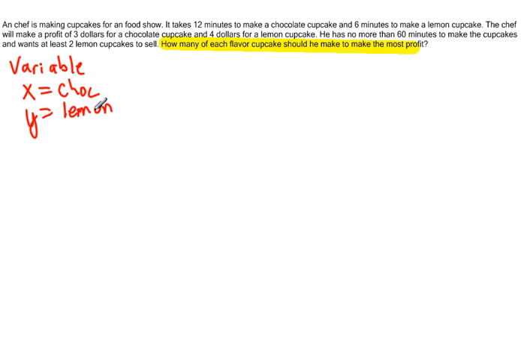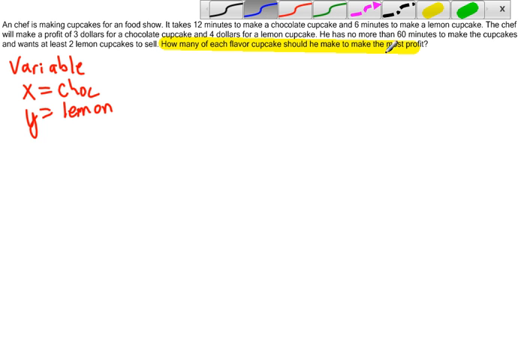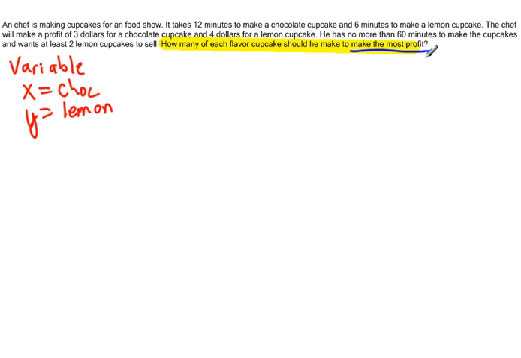Those are our variables. Those can change. The number can change. We could have 3 chocolate, 7 lemon, whatever. So those numbers could change at any time. The other thing that we need to look at is the objective function. We have to define the objective function. Our objective in this problem is to make the most profit.